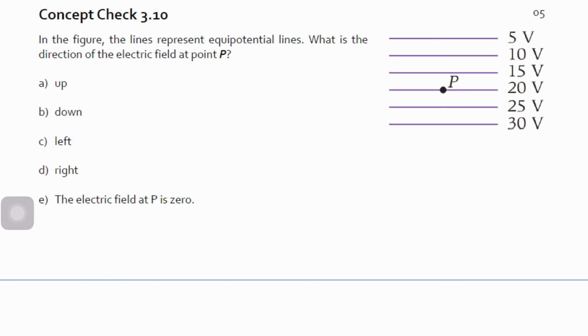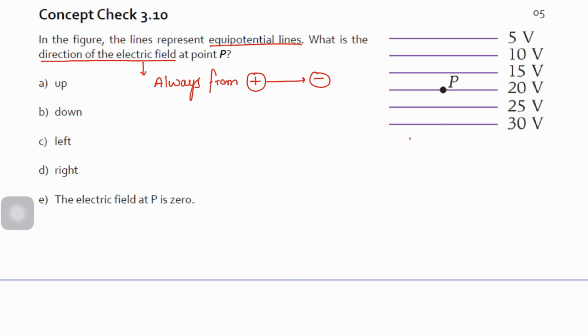In the figure, the lines represent equipotential lines. Okay, all the lines are equipotential. What is the direction of electric field? Okay, as we know, what is the direction of electric field? Always from positive charge to negative charge. Yes or no? At point P.